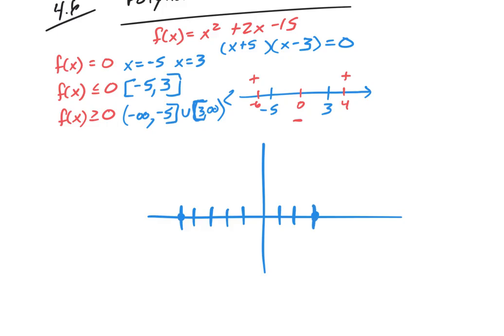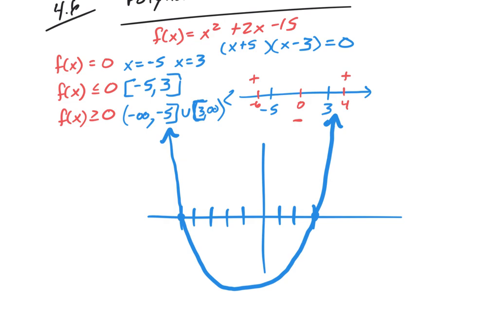Those are the two places this graph is crossing the x-axis. So you have a parabola that kind of looks like that, right? That's just a real basic sketch of this graph. We already said those are the two places that it's going to cross the x-axis at.